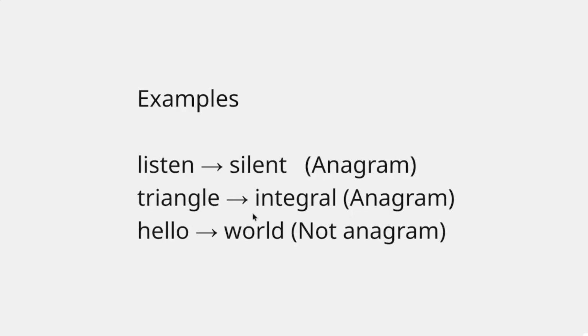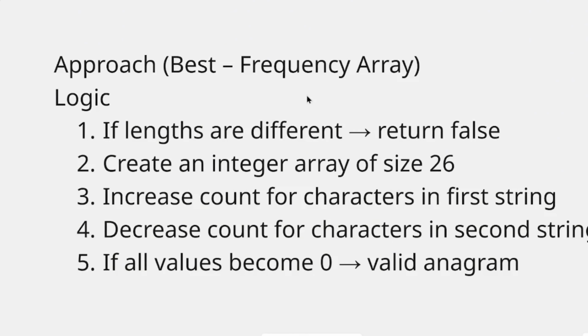So let's see the approach for this. The first idea is sorting both strings and comparing, but sorting takes extra time. A better and faster approach is using a frequency array. In a previous example, we used 256, which covers all characters. But here we are going to count only letters, which means alphabet letters. Our alphabet has only 26 letters, so that's why we use 26 here.